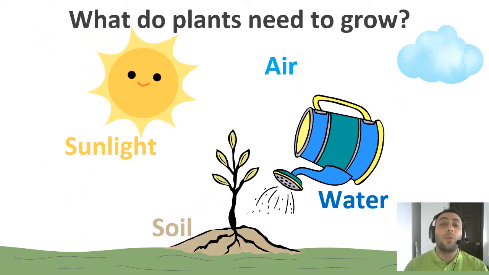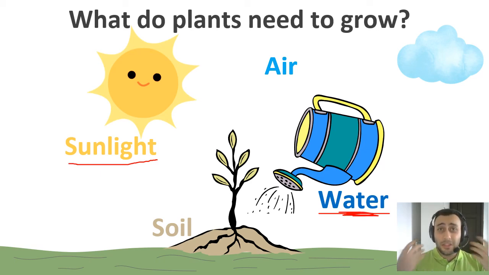Okay. So now we talked about two main things that plants need to grow. We talked about water and we talked about sunlight. They need water for the same reason as us. They get thirsty. So they need to drink water to stay hydrated. If they don't get water, they will go down because they won't have energy. At the same time, they need sunlight to do photosynthesis.